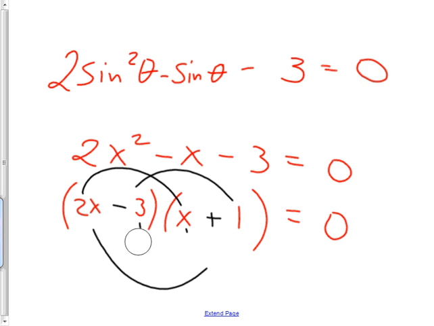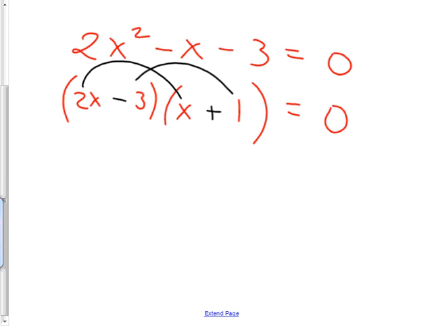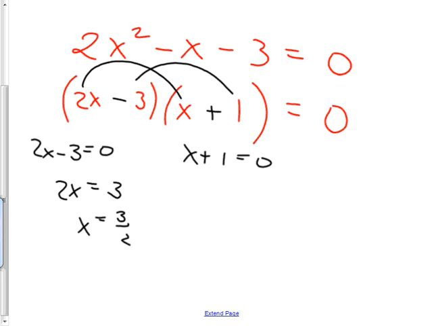Just like in algebra or in higher algebra, you would have to solve this the rest of the way. So we got to say x plus 1 equals 0, and we got to say 2x minus 3 equals 0, and solve them down. Go ahead and do that. Get it solved all the way to the end. Do you agree it's x equals 3 halves and x equals negative 1?